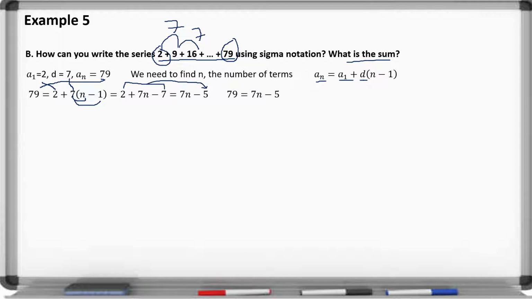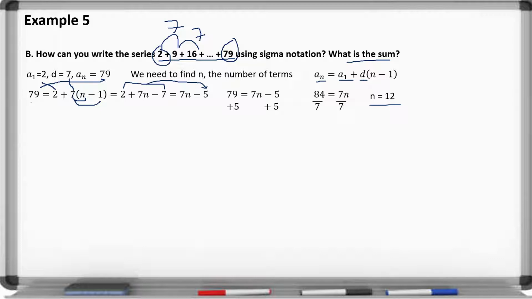Alright, so now we know that 79 is equal to 7n minus 5. So we can solve this equation for n. Add 5 to both sides, so you get 84 is equal to 7n. Now we want to divide by 7 on both sides, and so n is equal to 12. So now we know that there are 12 terms in the sequence, or in the series as well.